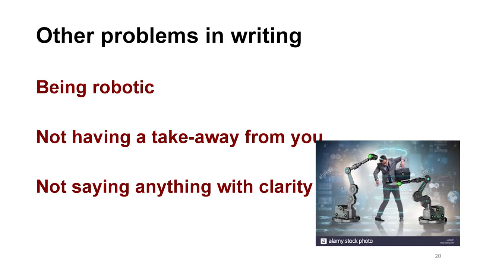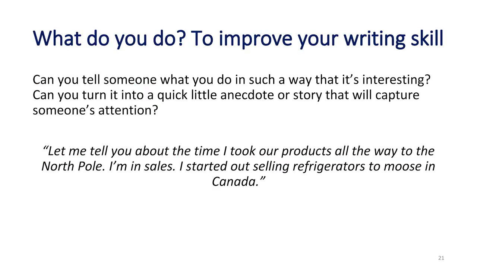Not having a takeaway from your writing. The reader would like to know what you are trying to say to the world. So inform it in a very clear way. And not saying anything with clarity, being all the time ambiguous, will not give the reader a great interest in reading your writing. What do you do to improve your writing skill?